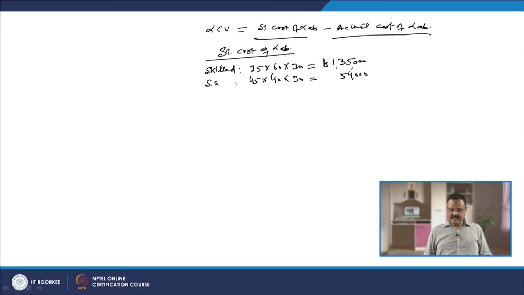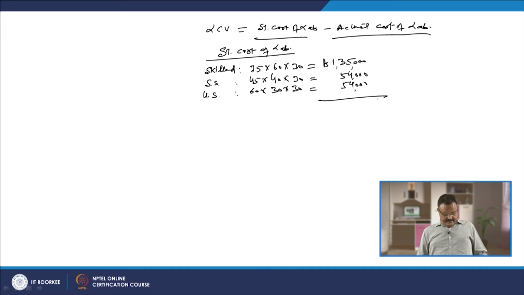This is the cost of the semi skilled labor, and then comes the unskilled labor. The cost of unskilled labor is going to be 60 into 30 into the weeks, again 30. Yes, so this cost works out as 54,000.